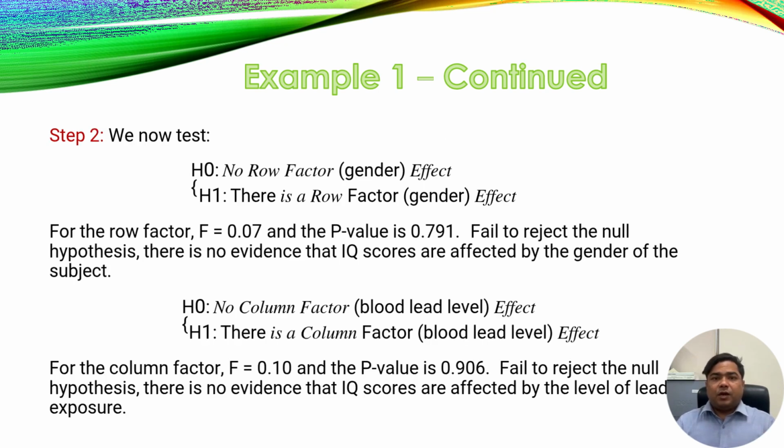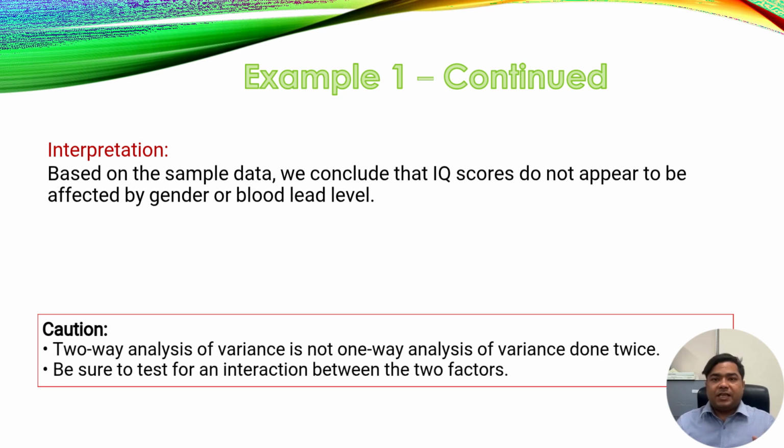We tested for row and column effects on intelligence quotient scores. For gender, F = 0.07 and p-value = 0.791, indicating no effect. For blood lead level, F = 0.10 and p-value = 0.916, also showing no effect. Thus, we fail to reject the null hypothesis for both factors. The analysis indicates that IQ scores are unaffected by gender or blood lead levels. Remember, two-way analysis of variance is distinct from performing one-way analysis of variance twice. Always test for interaction between factors to ensure comprehensive results.